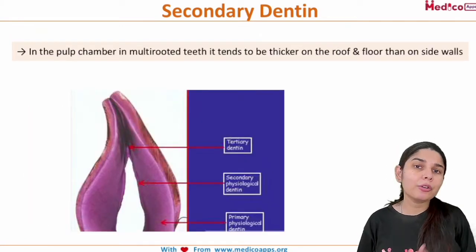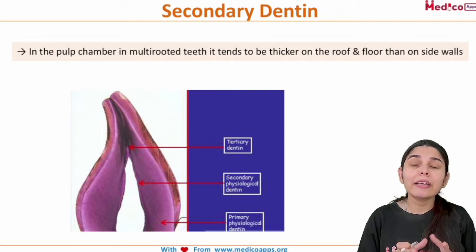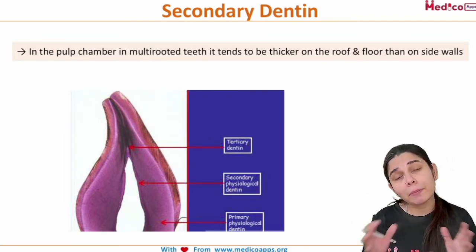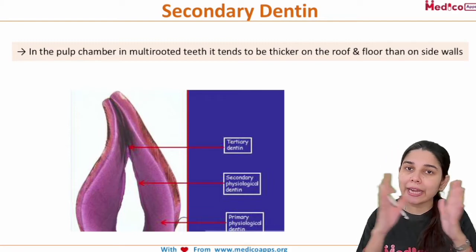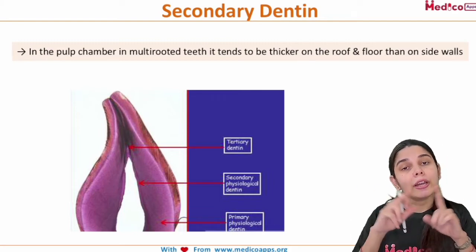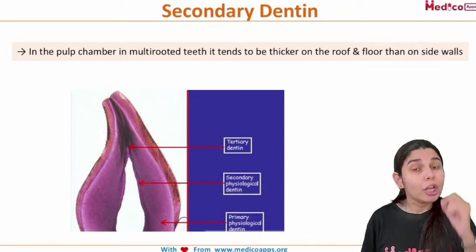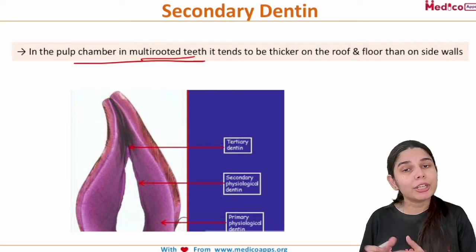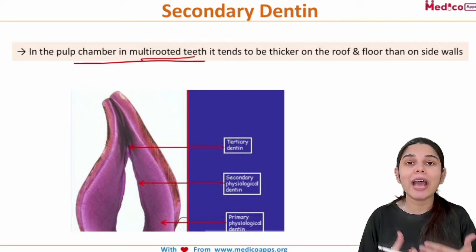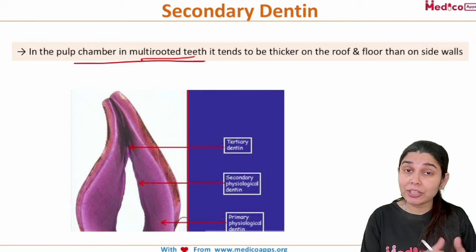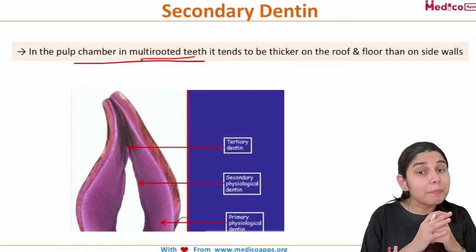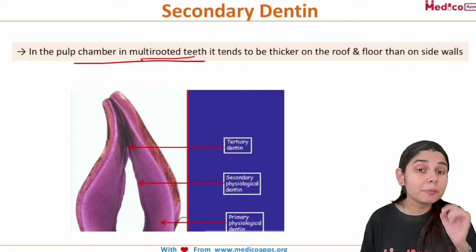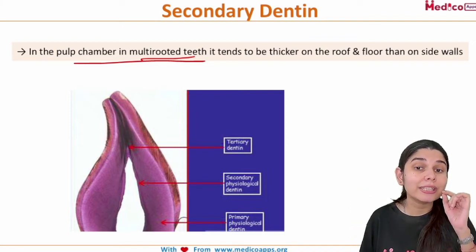Another important point to add for secondary dentin is that it is present in all the pulp cavity aspect. The entire pulp cavity is covered or lined by the secondary dentin. But to be very specific, the pulp chamber in multi-rooted teeth, that means teeth which have multiple roots, has secondary dentin. I am specifically discussing the secondary dentin.